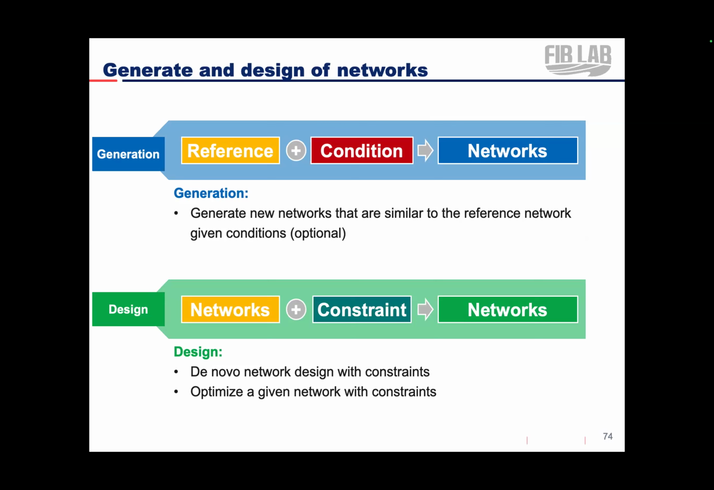For generation and design of networks, normally when we want to generate a network from scratch, we will have some real-world applications. So the problem is formulated as: given some specific conditions, we will generate a new network that is similar to the reference network, but also has some good property, for example in drug design or in other scenarios.